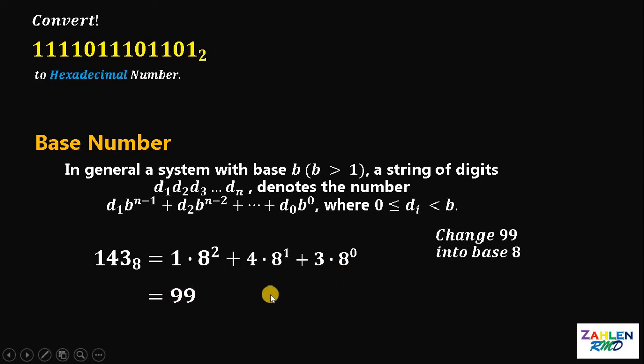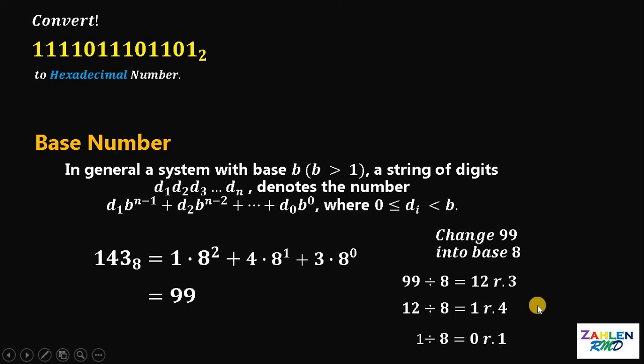So first, let's take the 99, then divide by 8. If you do that, 99 divided by 8 equals 12, remainder 3. Now, let's take this 12, then divide it by 8. 12 divided by 8 equals 1, remainder 4. Now, let's take the 1, then divide it by 8. 1 divided by 8 equals 0, remainder 1. Now, at this point, we stop because the answer now is 0. Because 0 divided by 8, we still get 0 and remainder 0.